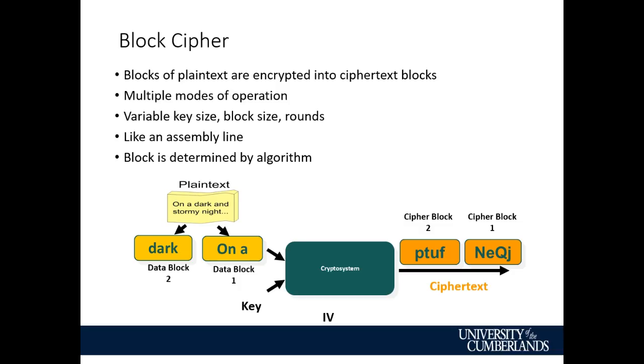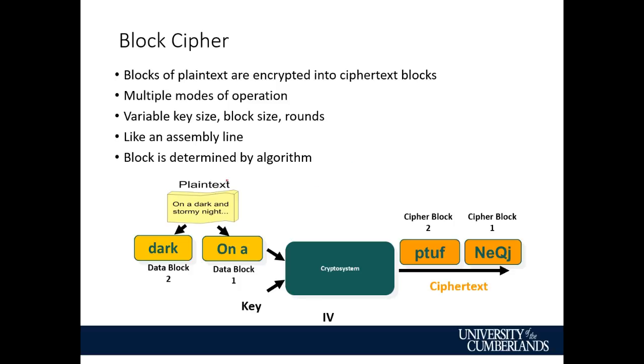The next thing that we're going to look at is block ciphering. Block ciphering takes plain text, breaks it into blocks, and ciphers it by blocks. So we can use multiple modes. It has variable key sizes and block sizes. Think of it as an assembly line. The blocks are determined by the algorithm.